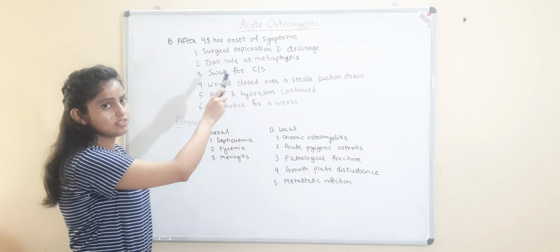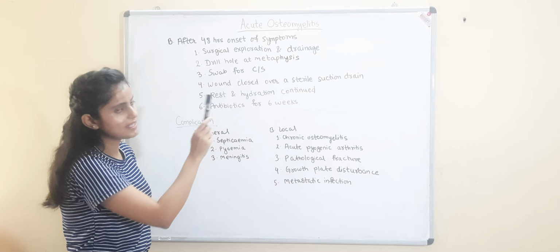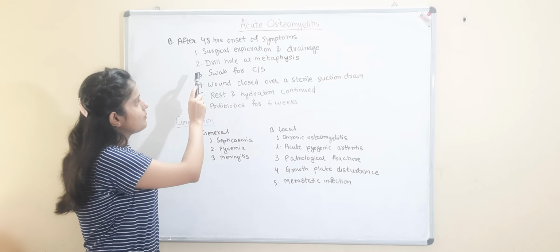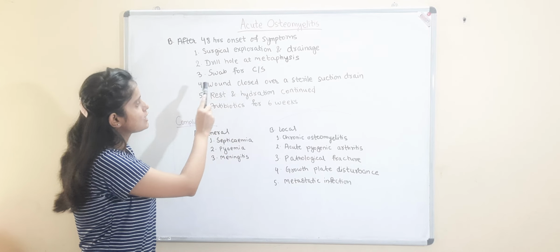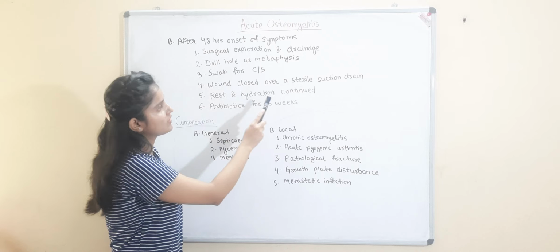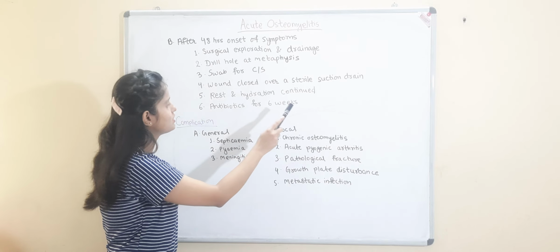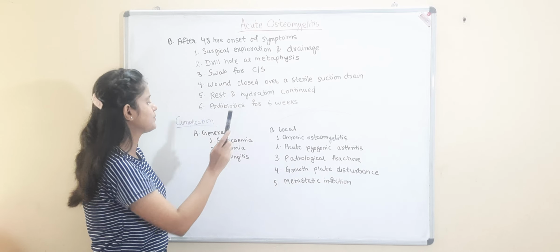After 48 hours of onset of the symptoms, surgical exploration and drainage of the pus is the mainstay of treatment. We can make a drill hole at the metaphysis and take a swab for culture and sensitivity, and the wound is closed over a sterile suction drain. Rest and hydration are continued, and antibiotics for 6 weeks.